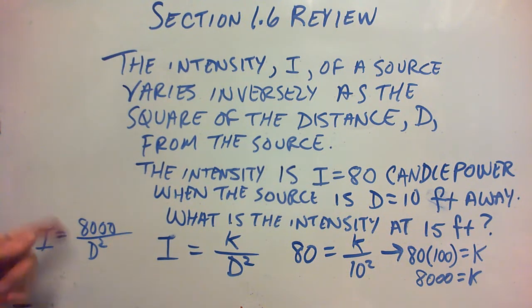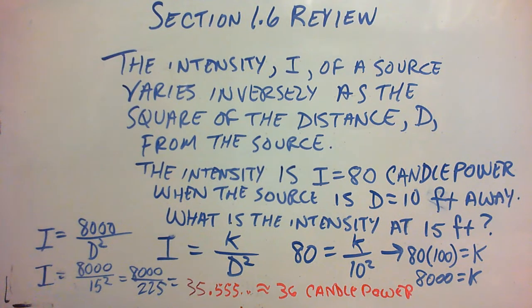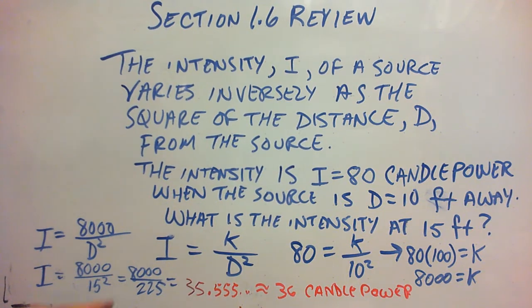Well, now we can answer the question, what's the intensity when D is 15? So we just plug 15 into the completed model. So when we plug in 15, we get 8,000 divided by 15 squared, or 8,000 divided by 225. 15 squared is 225. When we divide that out, we get 35.555 repeating. We just round that to 36 candle power. That's our answer.